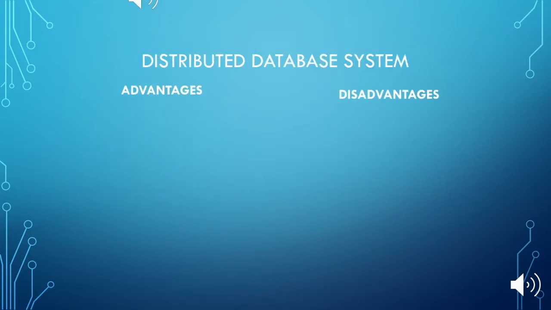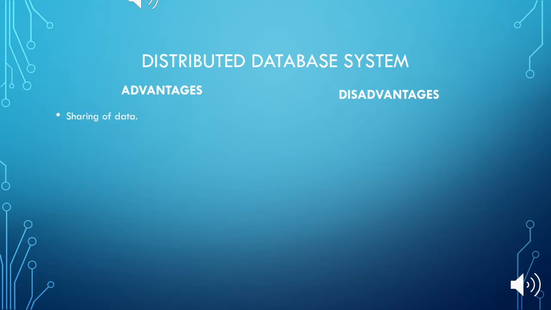Distributed database systems are similar to client-server architecture in a number of ways. Both typically involve the use of multiple computer systems and enable users to access data from remote systems. However, like everything in life, there are advantages and disadvantages of distributed database system.